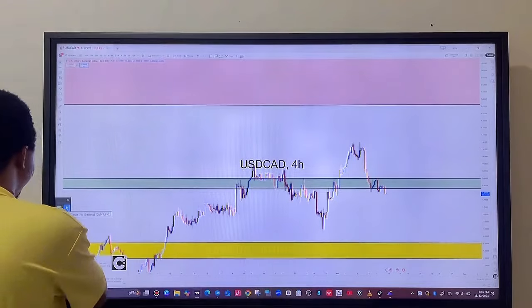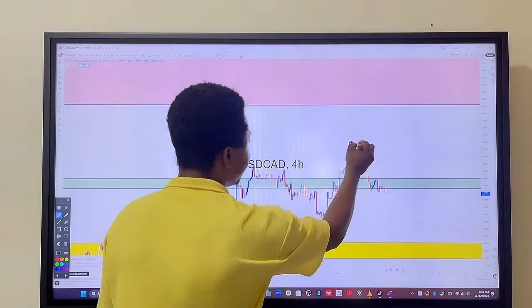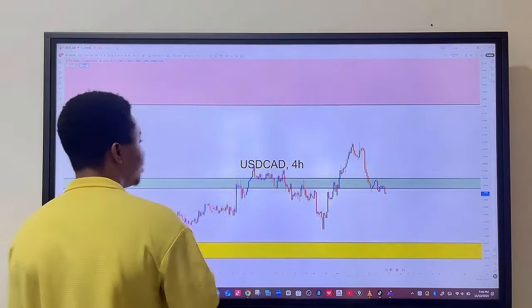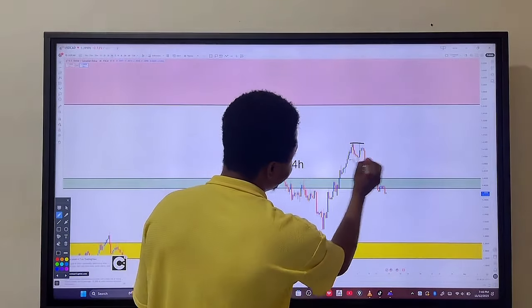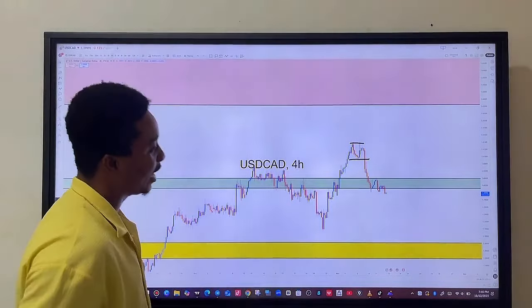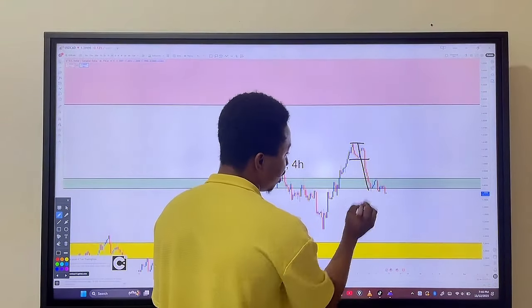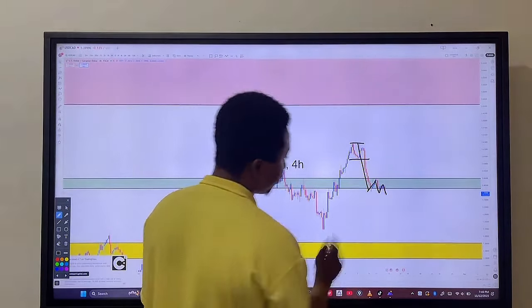This is a very beautiful double top. This is the break below the neckline. Price drops all the way down, making a lower low and lower high. You've seen this movement over here. So how are you going to pick sales to the downside?